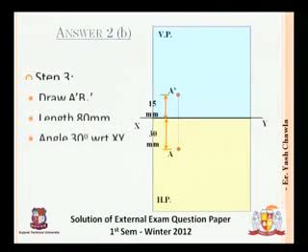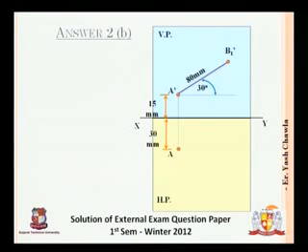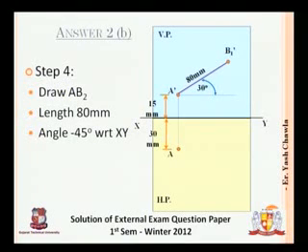Now the next step, we have to draw A dash B1 dash, which is length 80 mm and at an angle of 30 degrees with respect to XY. So this will be drawn above the line XY. First of all, a straight line, that is a reference line, and then an angle of 30 degrees is taken, and with respect to that, B1 dash is marked, with the angle 30 degrees and the length a total of 80 mm. Similarly, for point A, that is below line XY, we will draw AB2.